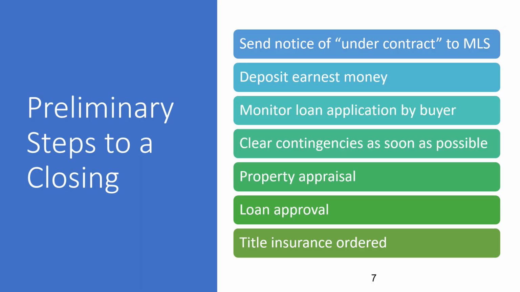Preliminary steps to a closing. Send a notice of under contract to MLS, deposit earnest money, monitor loan application by the buyer, clear contingencies as soon as possible, get a property appraisal, get the loan approval, and the title is ordered.